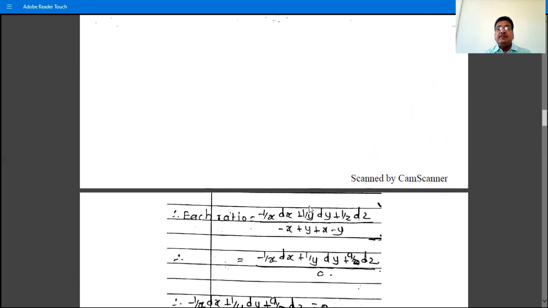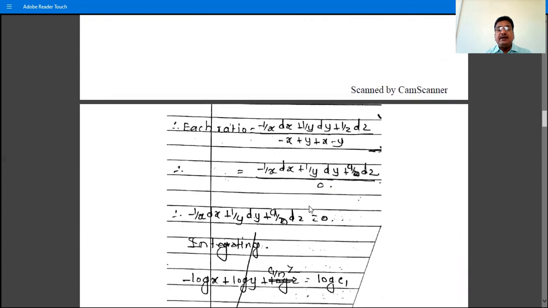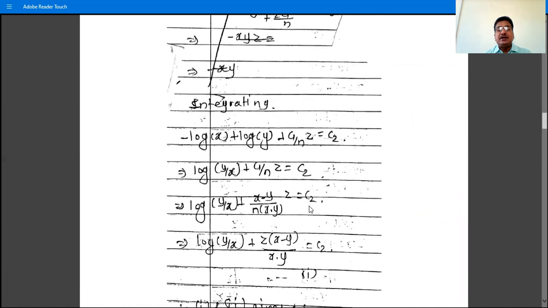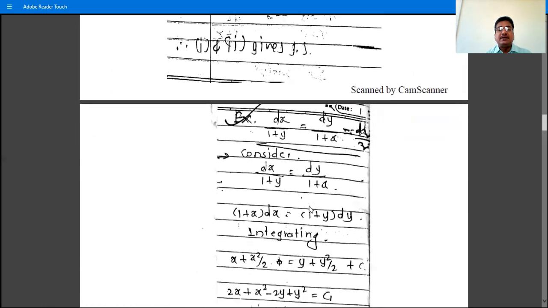So by using the first solution and by using method number 2, we can obtain the second solution of the given differential equation in this example.